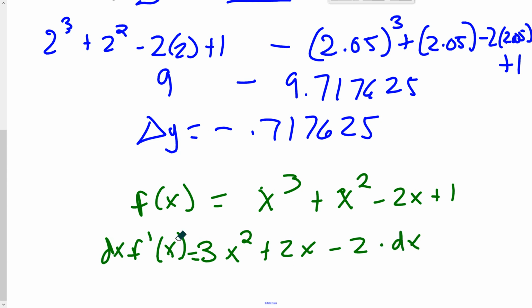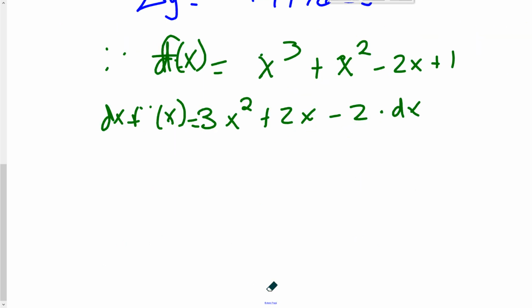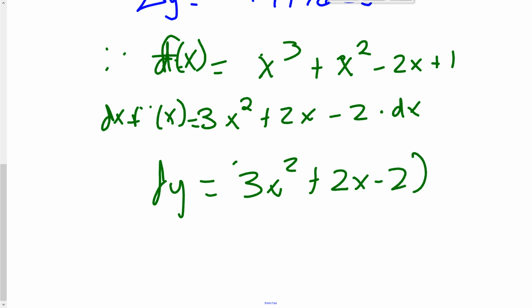Because remember, the derivative is just dy over dx. So if I'm solving for dy, I just multiply both sides by dx. All right. That's f of x. Okay, so I just multiplied by dx there. So dy is equal to 3x squared plus 2x minus 2 times dx. All right, like that. And so now I just go ahead and plug in.